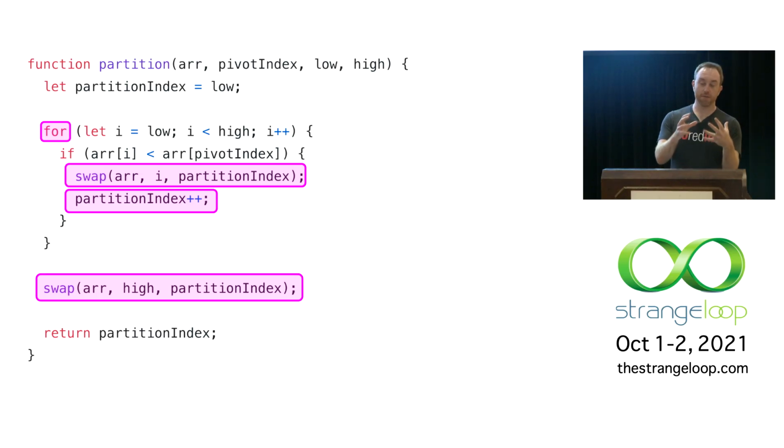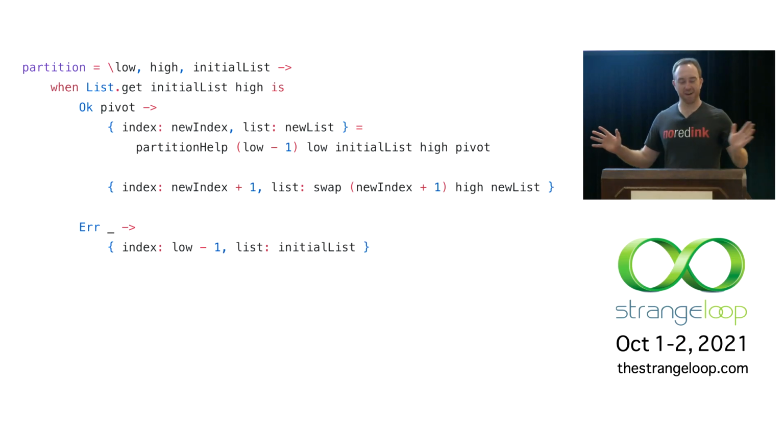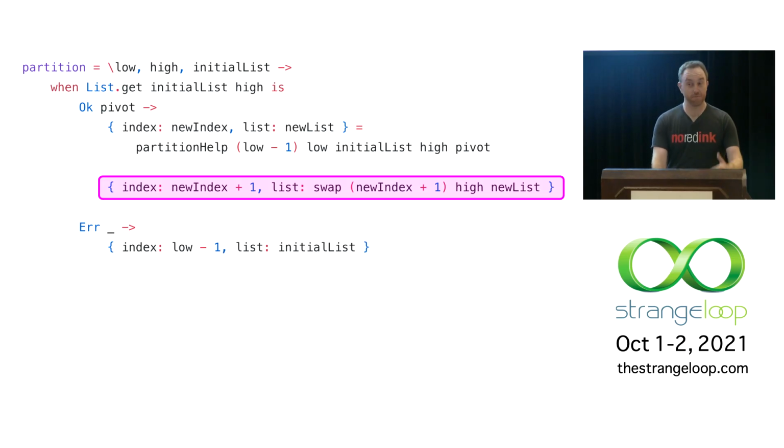And instead of doing this swap in place, maybe we can just do a swap that's semantically immutable, but hopefully can get compiled to in-place mutation in practice. So here's what partition looks like in Rock. It is definitely longer than the imperative version, I'm not gonna lie. And it's also doing what appears to be a lot more work.